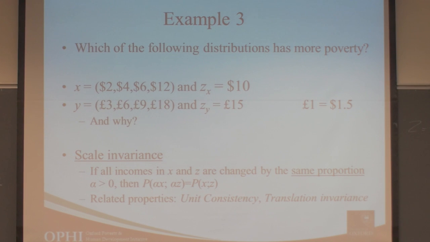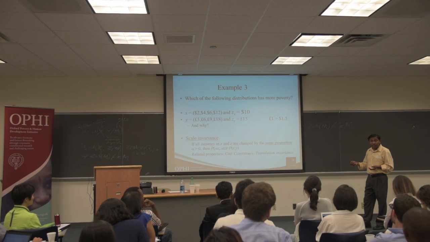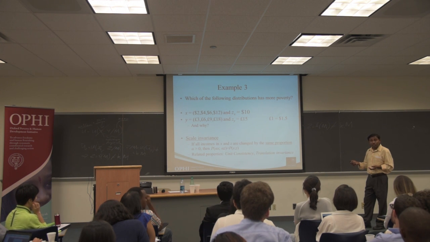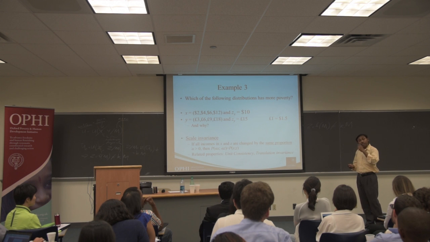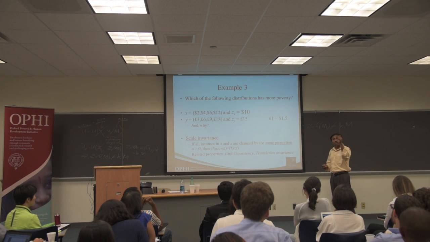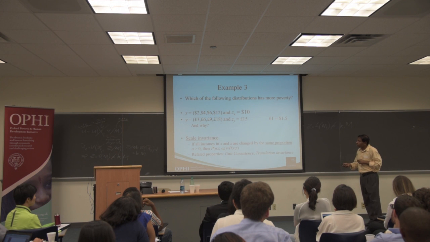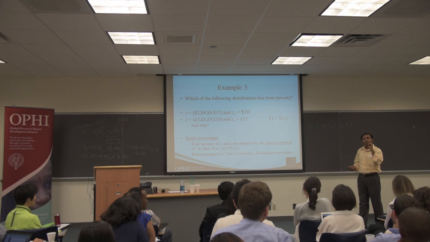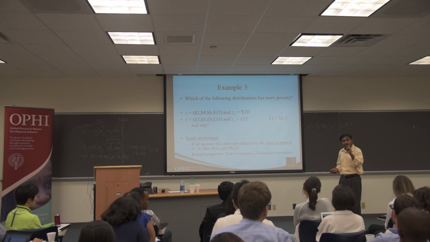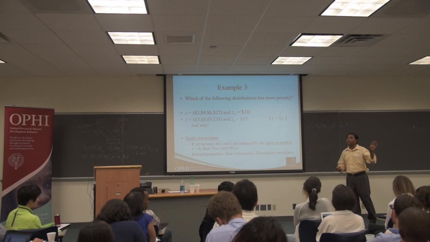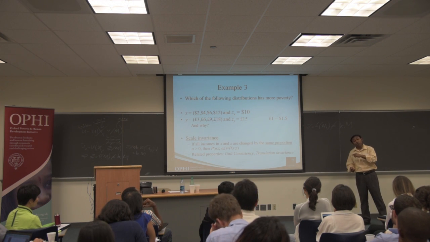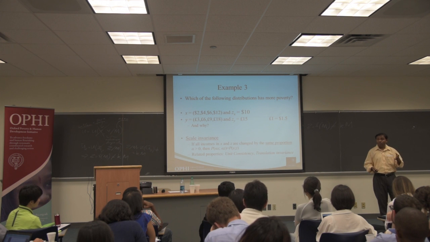Now you could also require this translation invariance, which requires that if you add the same amount to everybody's income, and also add the same amount to the poverty line, poverty should not change. So one is proportion, one is amount. There's an econometric paper which shows that the only measure that satisfies both scale invariance and translation invariance is the headcount ratio. So if you require both properties, you cannot use anything apart from headcount ratio. But we will come and show the different problems that headcount ratio can bring.